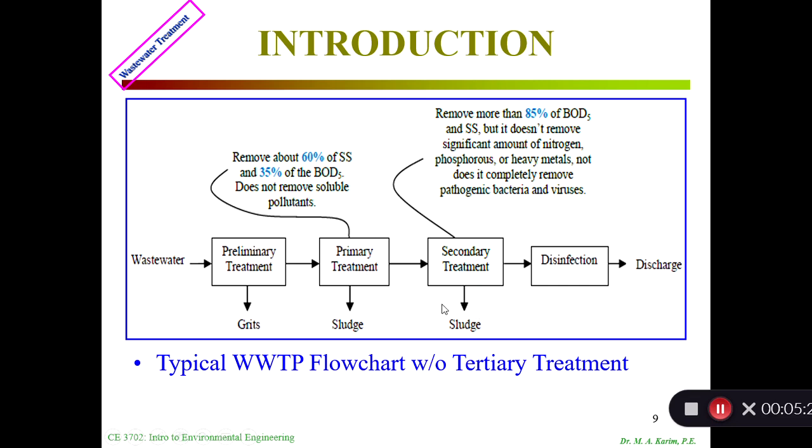So then we go to the secondary. Secondary could be any one of the four treatment processes that we mentioned in the outline. So this will remove almost 85% of BOD5 and suspended solid, but it doesn't remove any significant amount of nitrogen, phosphorus, or heavy metals, nor does it completely remove pathogenic bacteria or viruses. Okay, then we'll have to do disinfection to remove the bacteria and viruses, and finally we can discharge it. So this is the typical flowchart without tertiary treatment process. This is something that used to be allowed before, but nowadays it's not allowed.